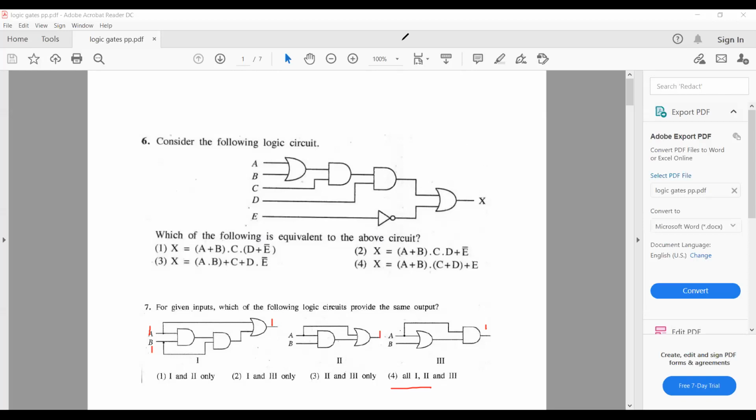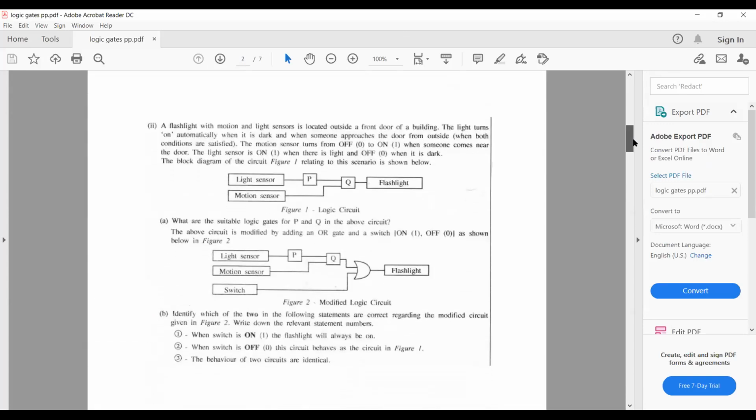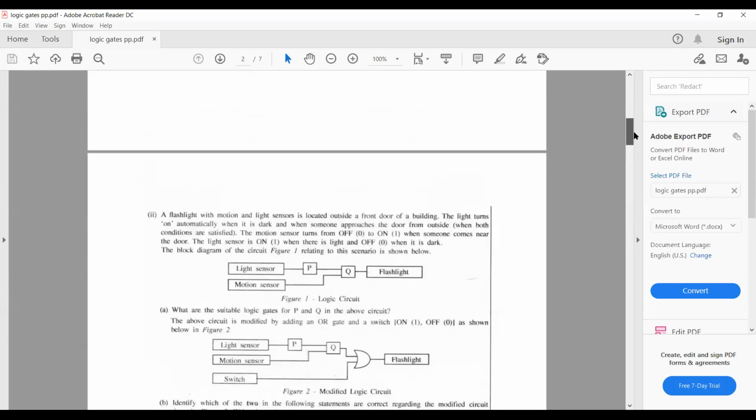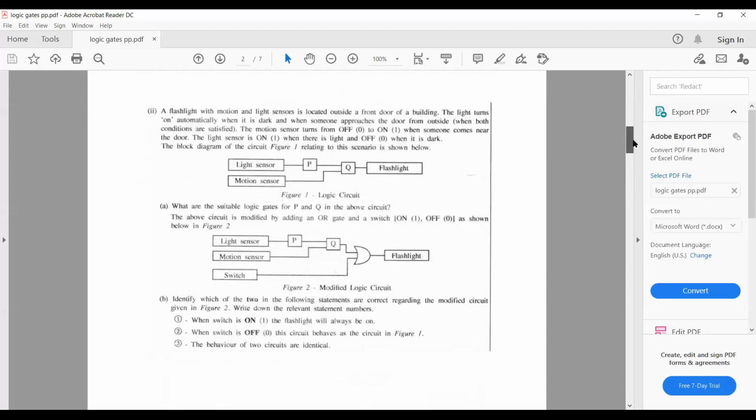We'll go to another question. Okay, this is an essay type question. Try it out.